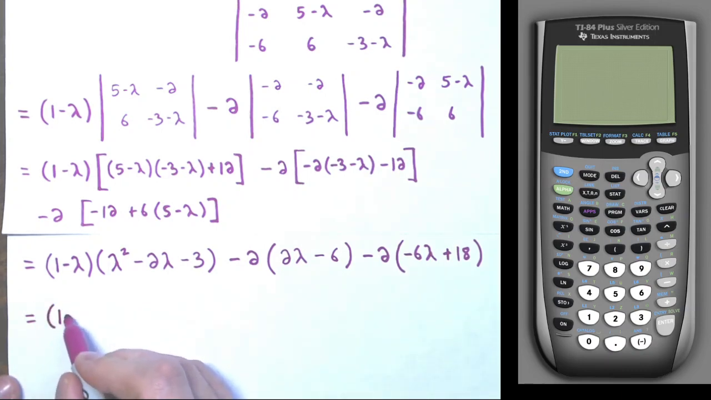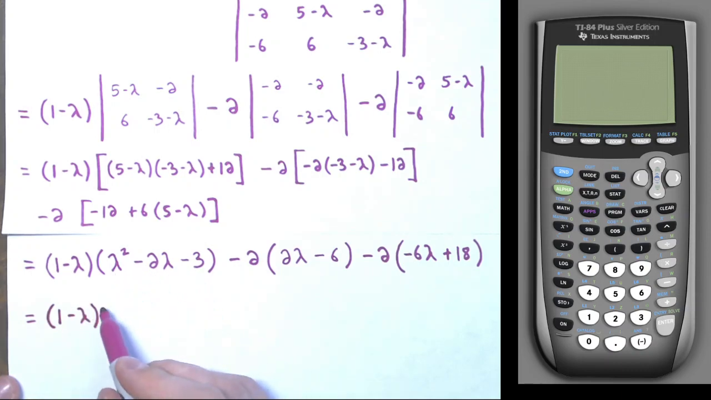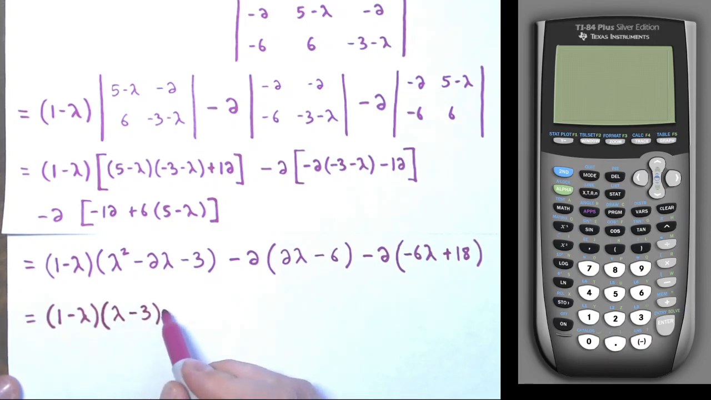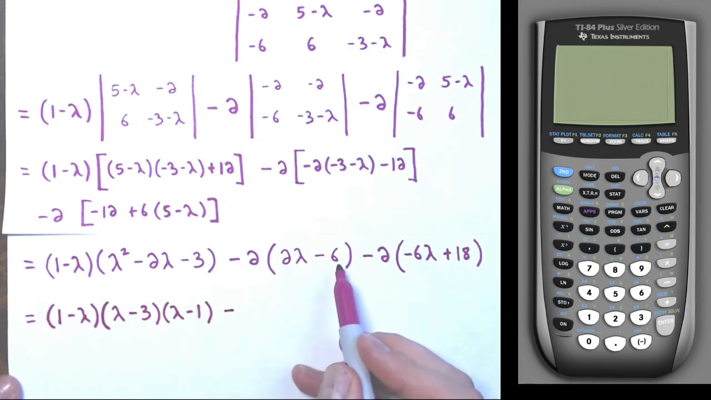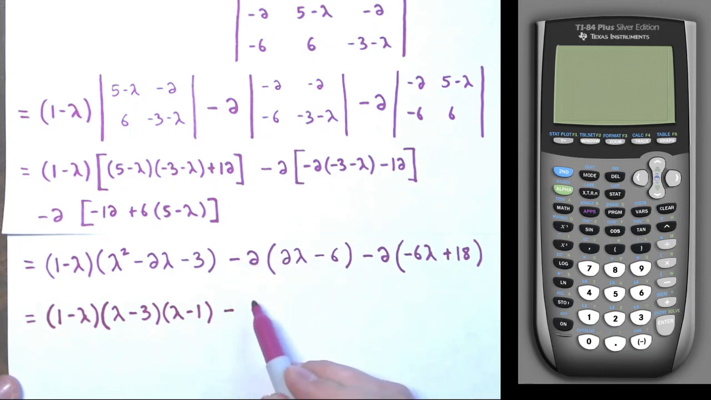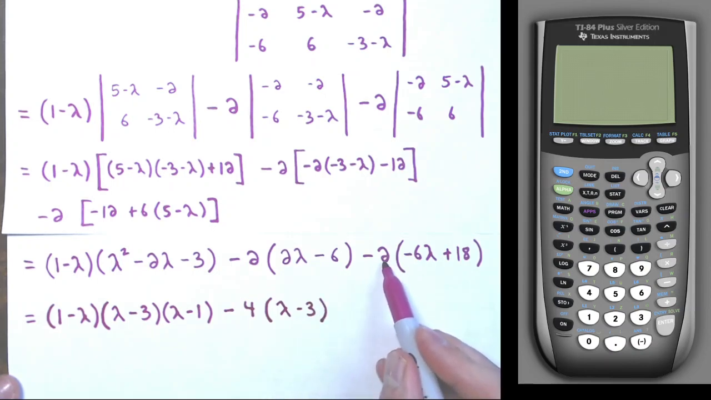Okay, so we have 1 minus lambda, and then lambda squared minus 2 lambda minus 3. That factors this way. It's lambda minus 3 multiplied by lambda minus 1. Okay. Then we have negative 2. Now, the 2 lambda minus 6, I can pull a 2 out of this, making this -4, right? 2 times 2. And if I pull a 2 out of this factor, I get lambda minus 3. And then here, I have -2.